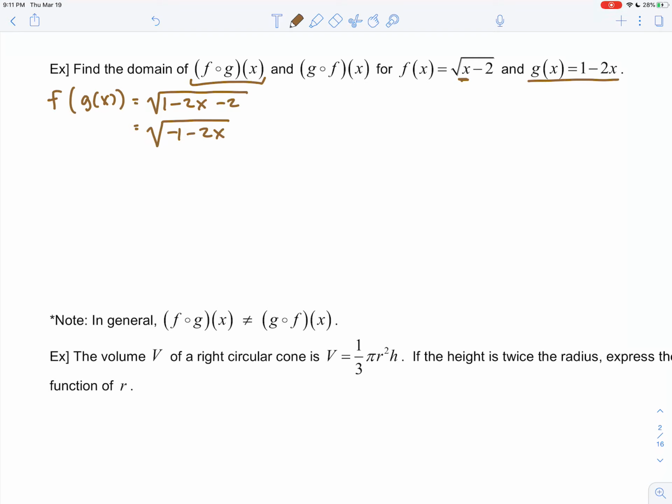Okay, now I can go ahead and find the domain of this. It is a square root function. I know the radicand must be greater than or equal to 0, so we can set up an inequality. And the solutions to this inequality will be the domain.